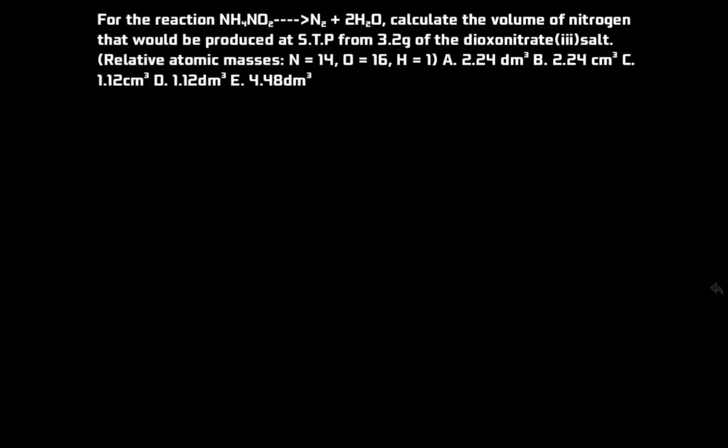I no go waste your time. Here are the 3 steps to take to solve this kind of question. For the reaction, NH4NO2 giving us nitrogen gas N2 and 2 molecules of water. Calculate the volume of nitrogen that will be produced at STP from 3.2 grams of dioxonitrate(III) salt.